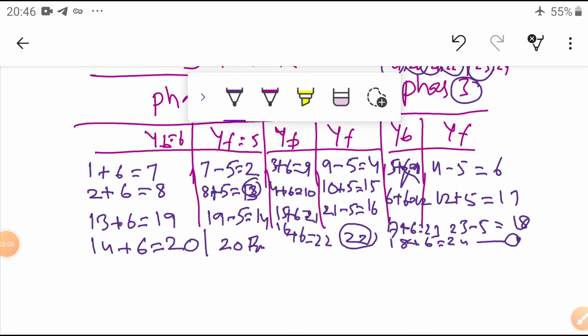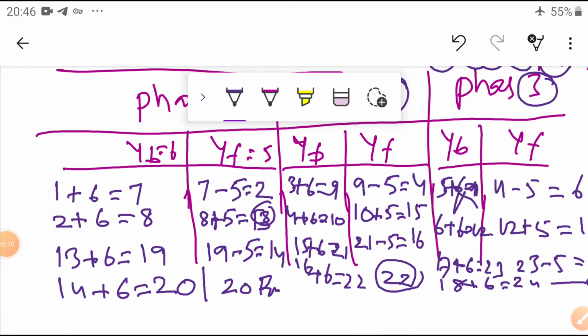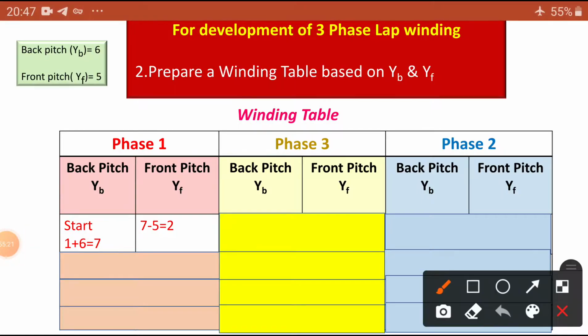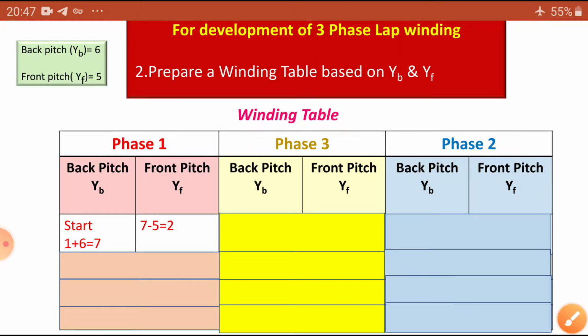In such a way, dear students, don't get confused, just prepare the winding table. So these are the winding tables for the 3-phase system. Let us see the animation also. First phase, that is R phase, Y phase, B phase. We take the first phase, after that the second phase, after that the third phase. But the connection is just 120 degrees.